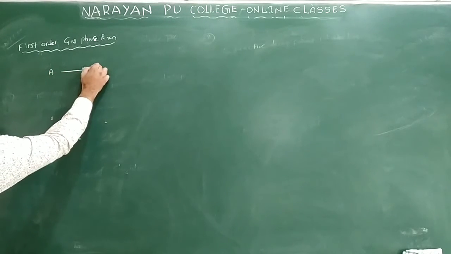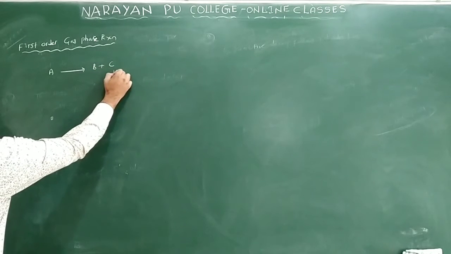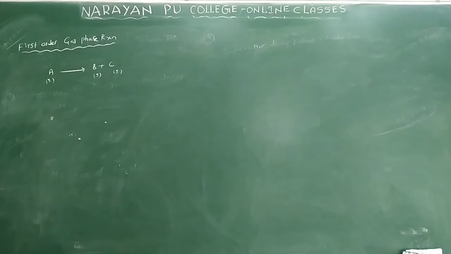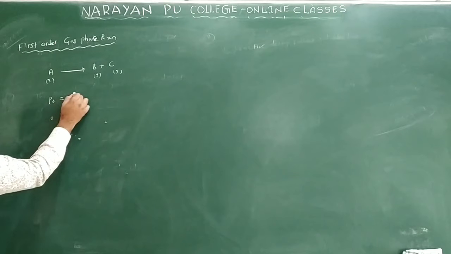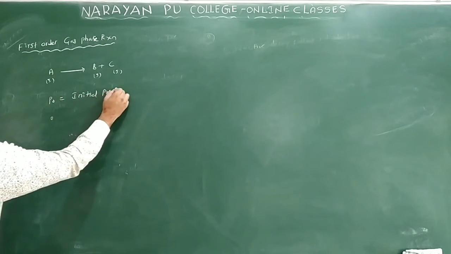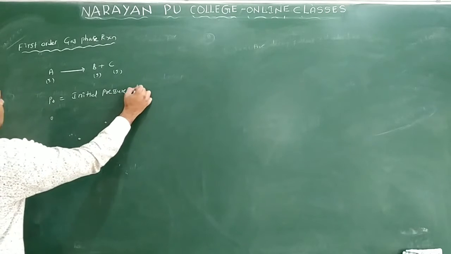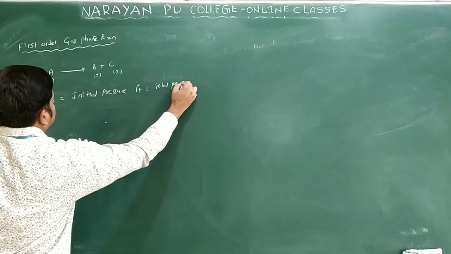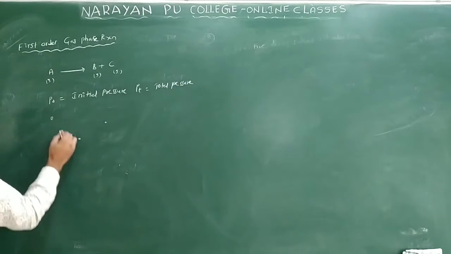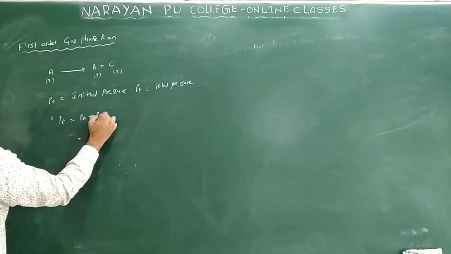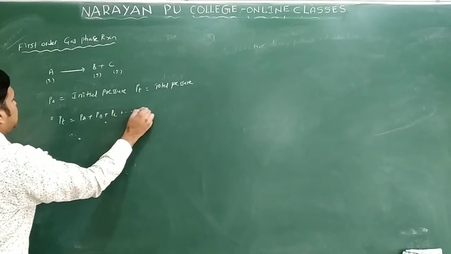A gives rise to B plus C, and A, B and C are in the form of gaseous species. So I will take here P naught, which is equal to the initial pressure. I want to take here Pt, this is the total pressure. So how will you write this expression? P total is equal to Pa plus Pb plus Pc and so on.